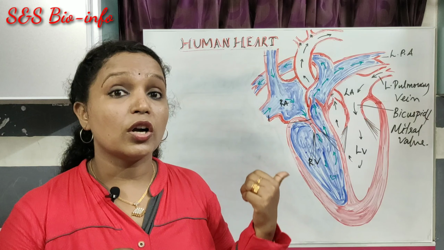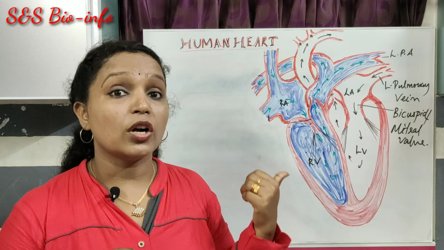The first set of semilunar valves are present in between the right ventricle and the main aorta, pulmonary aorta, or we can say pulmonary arteries. Another set of semilunar valves are present in between the left ventricle and the systemic aorta. So look at the diagram now.